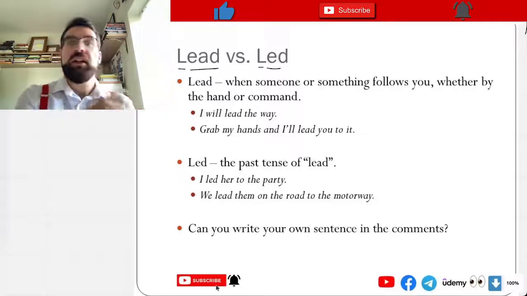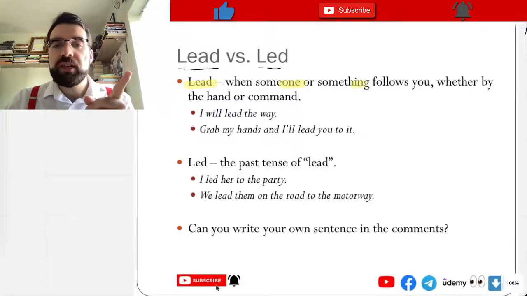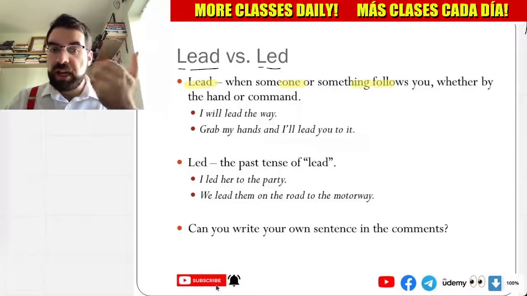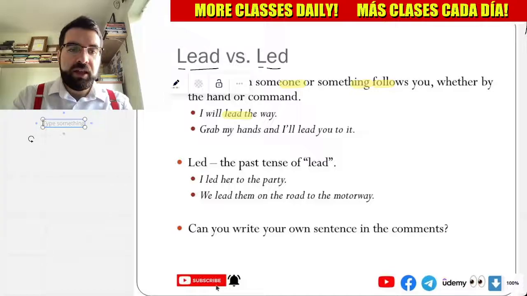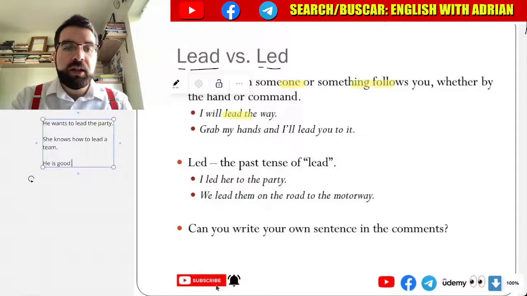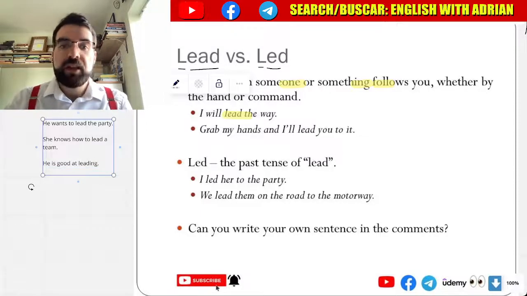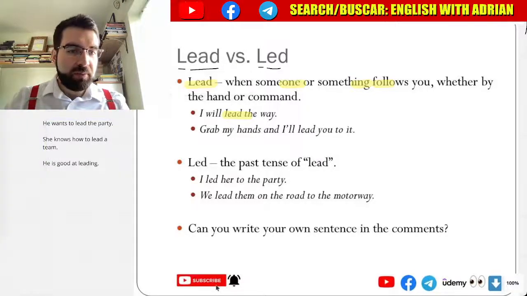So lead, when someone or something follows you, whether by the hand or a command. I will lead the way. He wants to lead the party. She knows how to lead a team. He is good at leading. Very good. Grab my hand and I'll lead the way. Yes, grab my hand and I'll lead you to it.